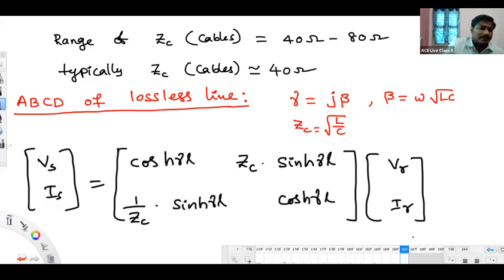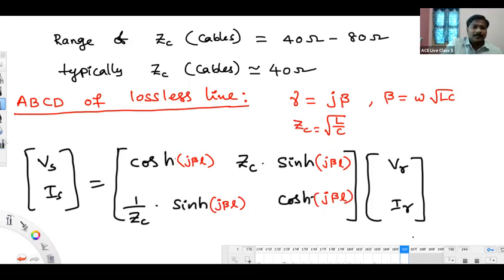See this gamma L we have, na? That gamma L I will be replacing with j beta L in all. ZC I will keep as it is, root of L by C only. So I think all of you are getting this? All of you getting this one?